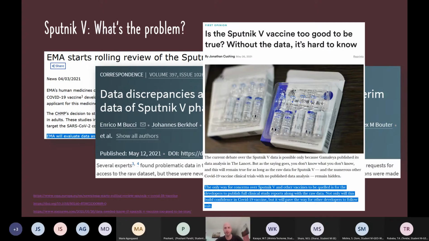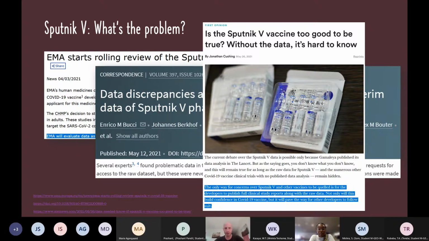The author of this article concluded that the only way for concerns over Sputnik V and other vaccines to be quelled is for the developers to publish full clinical study reports along with the raw data. Not only will this build confidence in COVID-19 vaccines, but it will pave the way for other developers to follow suit. And these doubts have consequences not only in science, but also in politics.